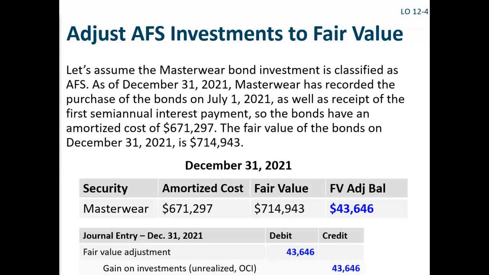As with trading securities, the fair value adjustment will be adjusted up and down each period, either for individual securities or for a portfolio of securities, but the corresponding unrealized holding gain or loss will be reported in other comprehensive income for available for sale securities. Net income normally is not affected by available for sale investments until the period in which an available for sale investment is sold.